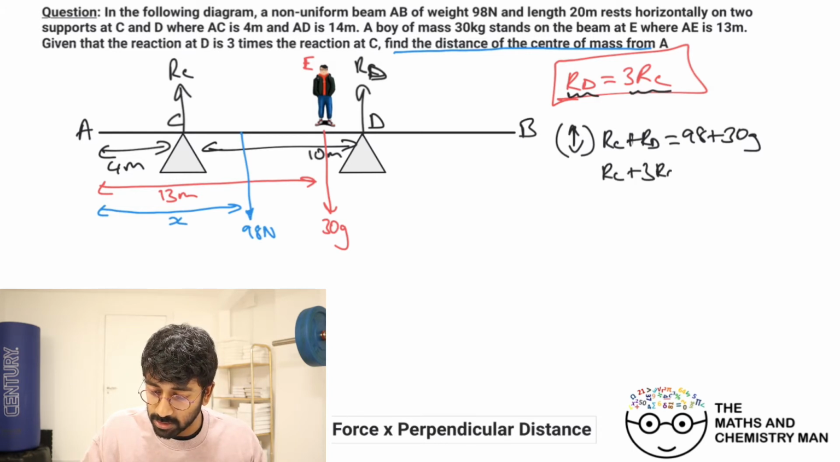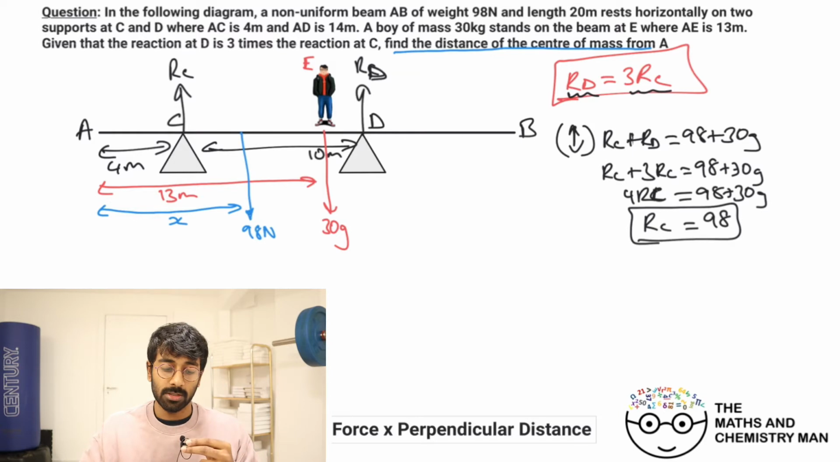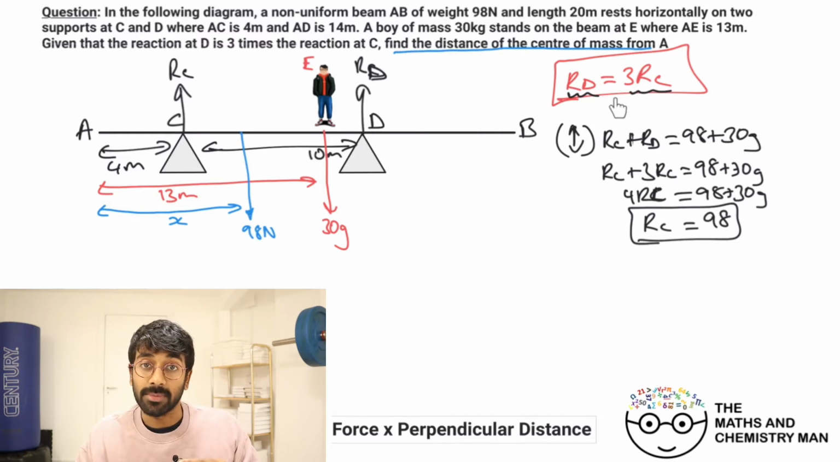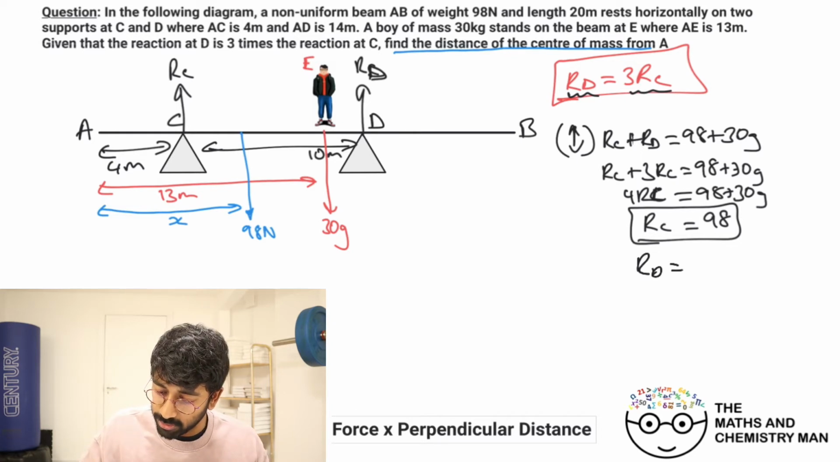So 3 RC over there equals 98 plus 30 G. And that means 4 RC is equal to 98 plus 30 G. So if we divide that across, I think RC comes out as just 98, in fact. And then what we can do is take that, plug it back in right at the top there, yeah? At the top. And we know that RD is 3 lots of RC. So multiply that by 3.